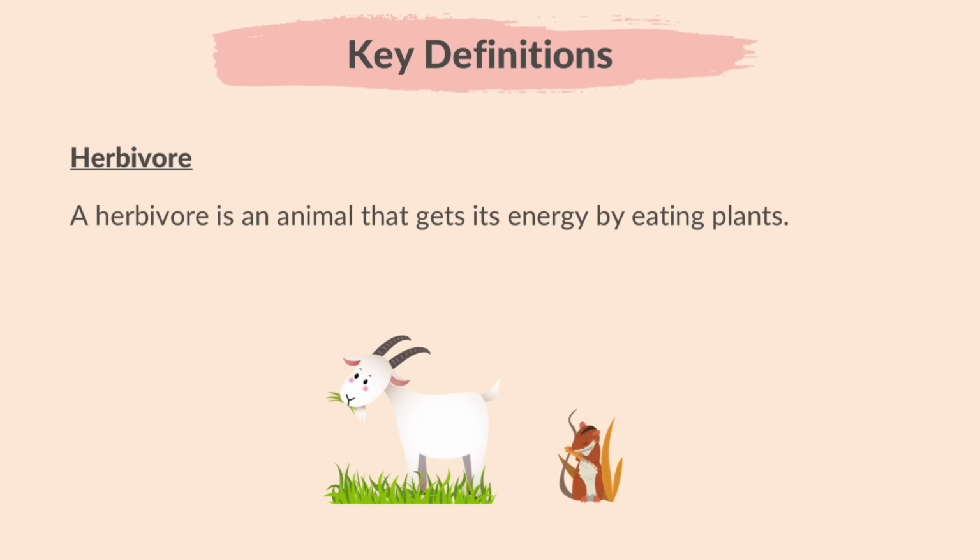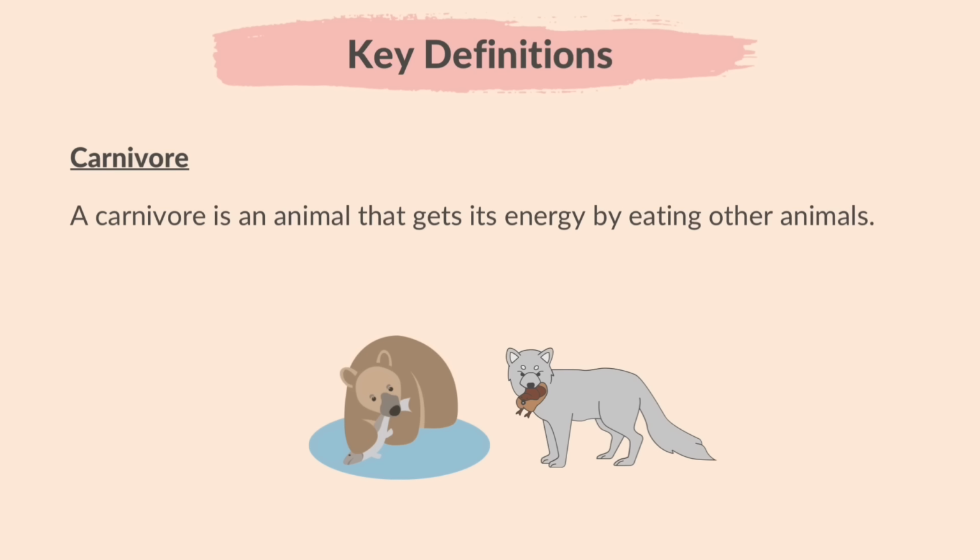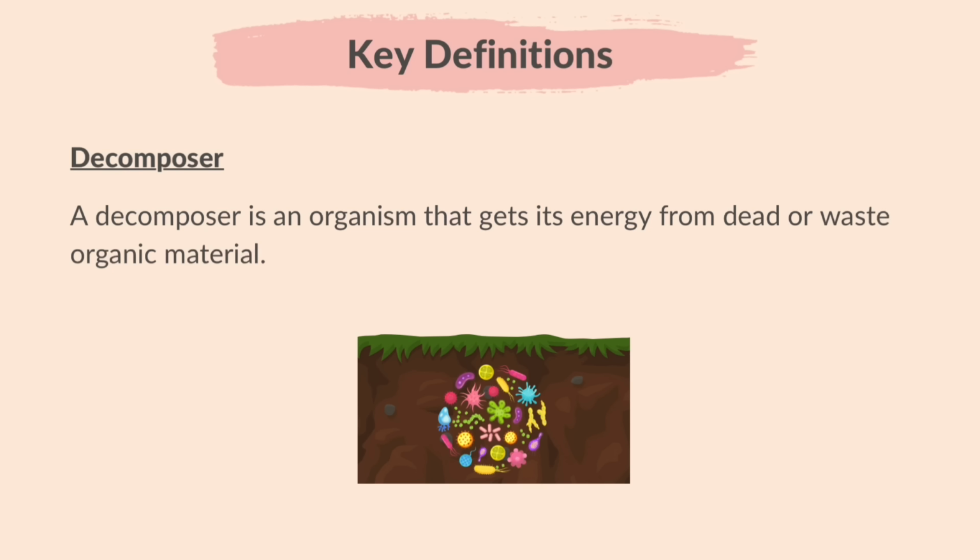A herbivore is an animal that gets its energy by eating plants. A carnivore is an animal that gets its energy by eating other animals. A decomposer is an organism that gets its energy from dead or waste organic material.